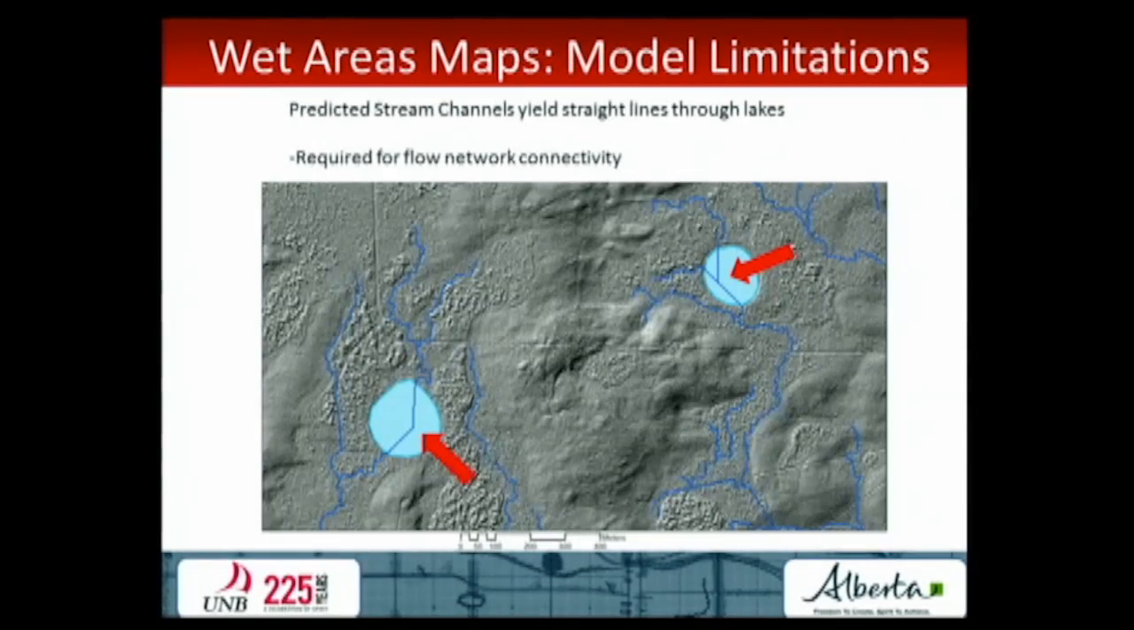One of the other limitations is that oftentimes the predicted stream channels yield straight lines through lakes. Essentially, there is no information that would be properly available to define the actual stream channel location through a lake. So we artificially, arbitrarily define a connection just in order to maintain proper flow network connectivity.